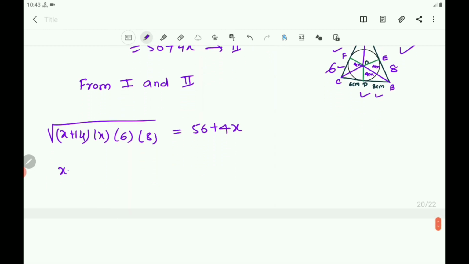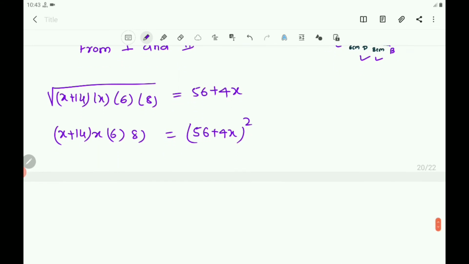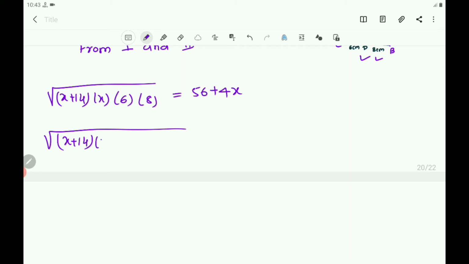Then you write x plus 14 into x into 6 into 8. You take this square here, that is 56 plus 4x whole square. Otherwise, you first simplify the RHS, that is whole root x plus 14 into x into 6 into 8 equals, you can remove 4 common. If you remove 4 common, it becomes 4 14s are 56 plus x.